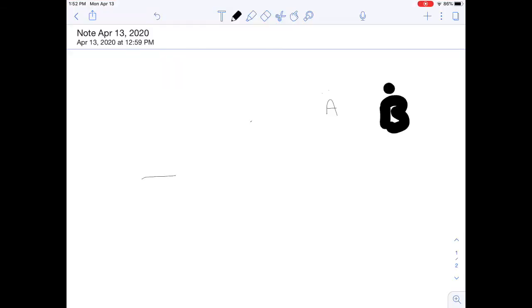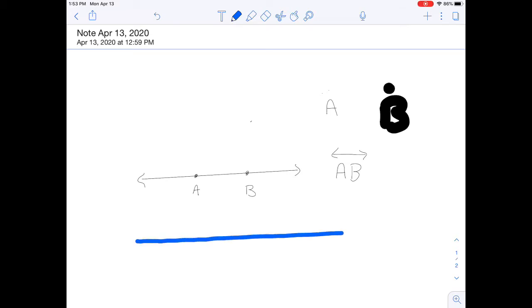Okay, so once again, if I draw a line that passes through 2 points, A and B, I'll call this line AB, and it goes on forever. Let's draw a second line with a thicker tool.